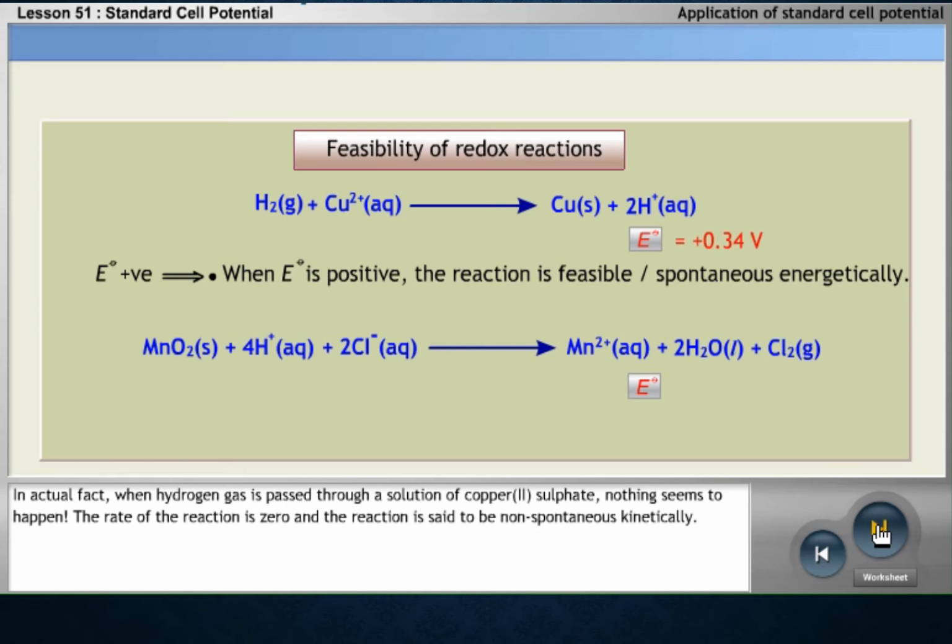In actual fact, when hydrogen gas is passed through a solution of copper sulfate, nothing seems to happen. The rate of the reaction is zero, and the reaction is said to be non-spontaneous kinetically. What is the meaning of these two terms? One is energetically, another one is kinetically.